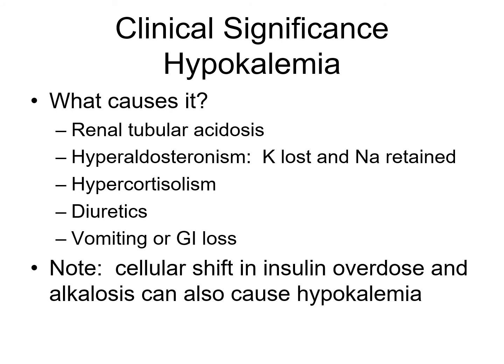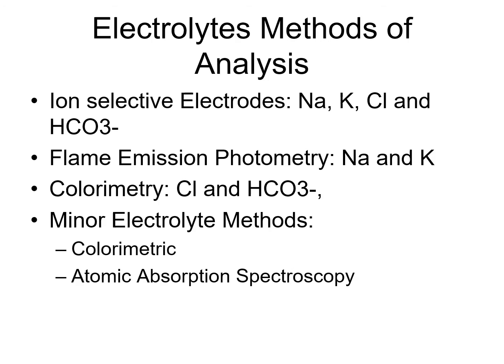Another possibility is vomiting or GI loss. You may lose some electrolytes in this process. There is a cellular shift in insulin overdose, and alkalosis can cause hypokalemia.